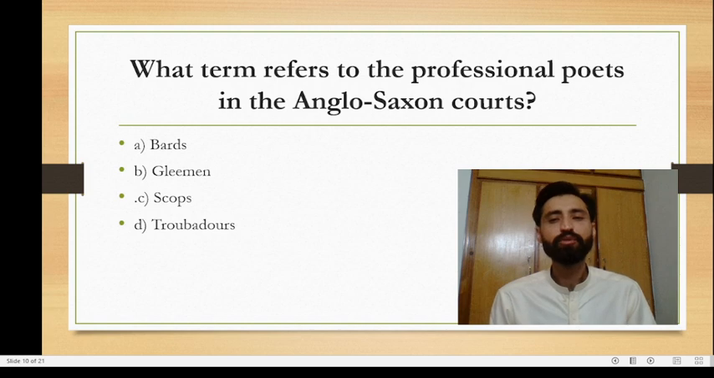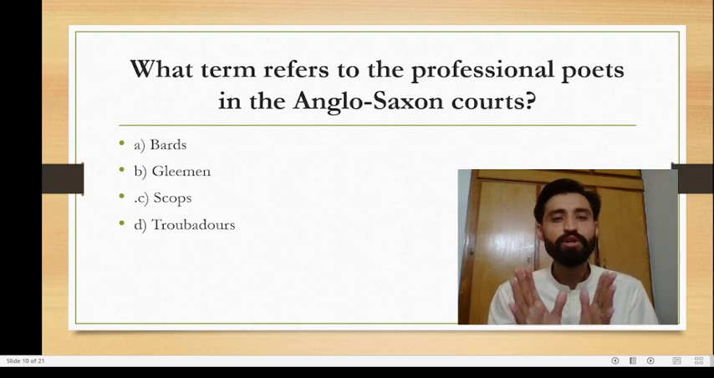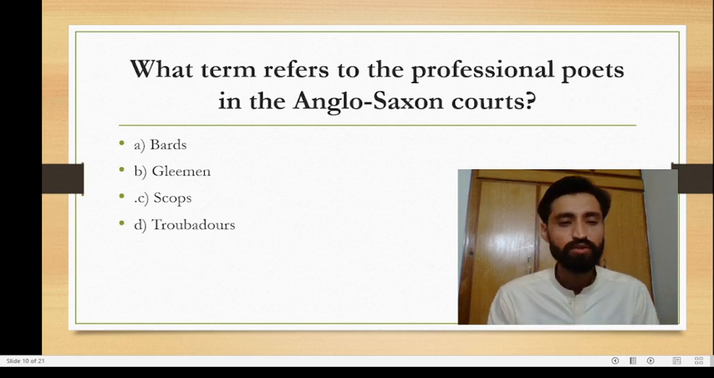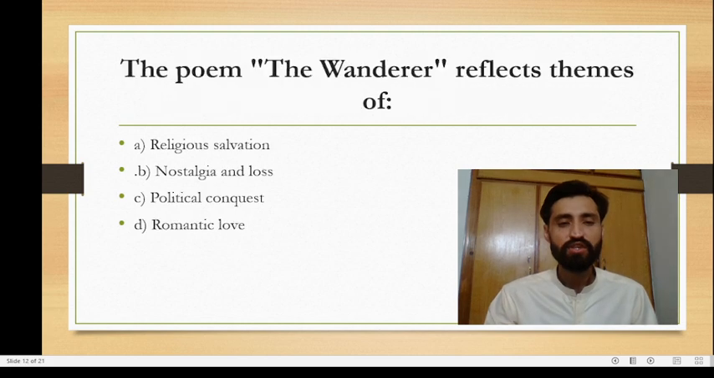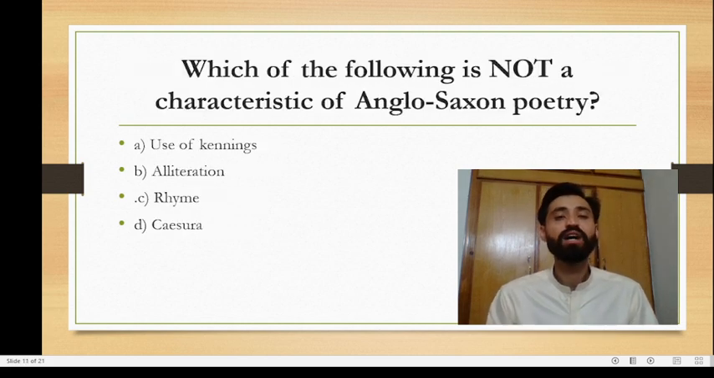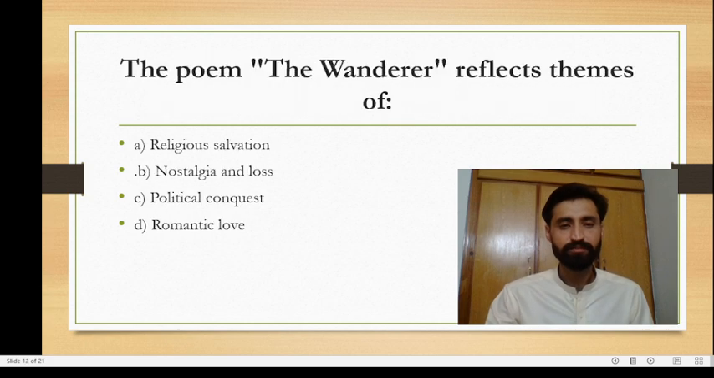What term refers to the professional poets in the Anglo-Saxon courts? We have had a discussion on the word scop, etc. The second lecture is on the major terminologies and themes of Anglo-Saxon literature, and it's really important, so do watch it. So which term refers to the professional poets? Scops. Option C. Which of the following is not a characteristic of Anglo-Saxon poetry? That is rhyme. Option C. Whereas the other options are characteristics of Anglo-Saxon poetry.